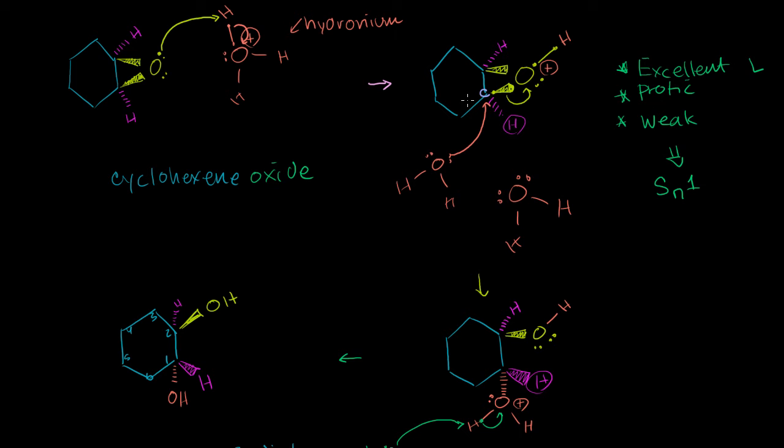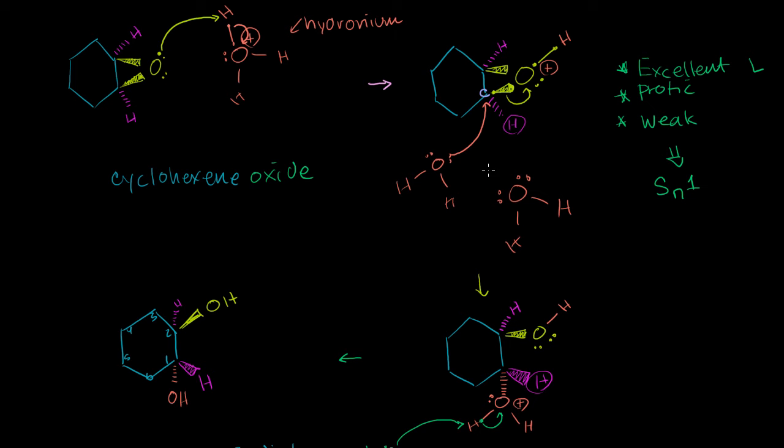We probably would have said the first step would have been that this bond just broke on its own, and this guy just left, forming a carbocation, and only then would the water, the weak nucleophile, have attacked the carbon. And in that case, it could have attacked from either side, because all of a sudden it would lose its handedness, this carbon right here.